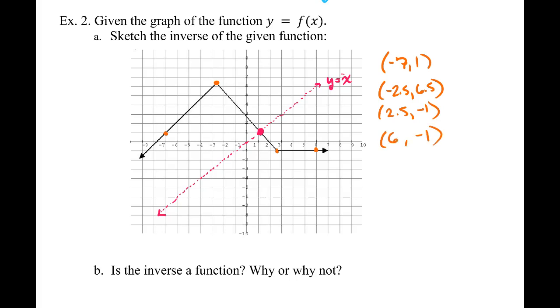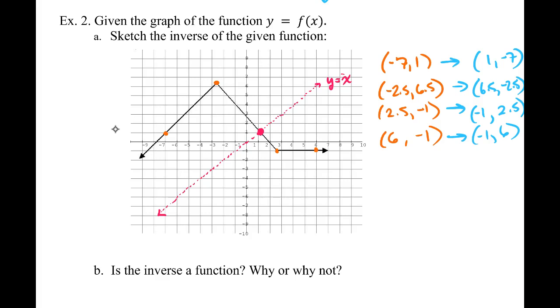Negative 1 still. Okay, so when I go to do my inverse function, again, I'm just going to switch these all around. So using my mapping notation, my points are now going to be (1, -7), (6.5, -2.5), (-1, 2.5), (-1, 6). So again, the signs of the values don't change. The negative moves with my 7. It's literally you take the whole point coordinate and flip it.